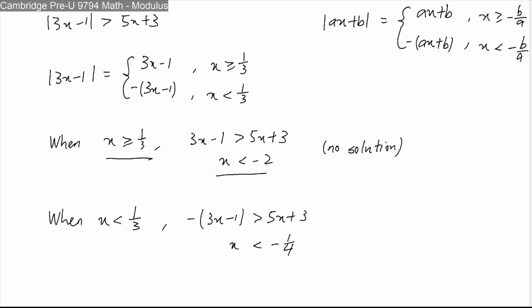So the conclusion to this one is that we say x is less than 1 over 3, and after we have solved it, we get the value of x which is less than negative 1 over 4. So for this one, we have x less than negative 1 over 4 as the solution. So at last, by considering different values of x, we will only consider x which is less than negative 1 over 4.